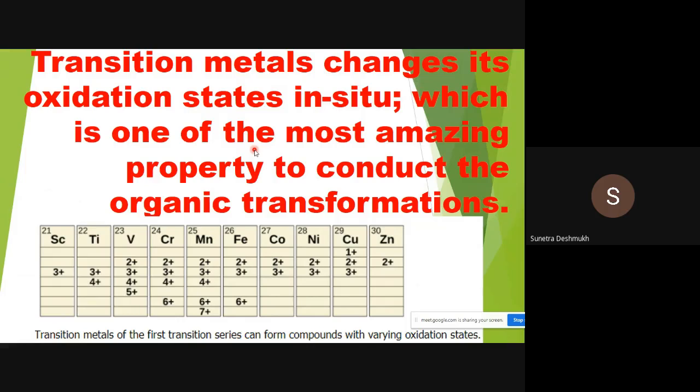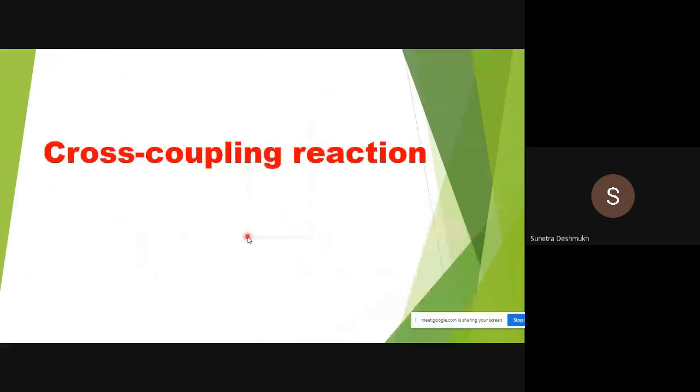That means in between the reaction they change their oxidation states, and scientists took benefit of this beautiful property of transition metals and used it in organic transformation. So that's why we can carry out coupling reactions with the help of transition metal catalysts. Okay, so cross coupling reactions.